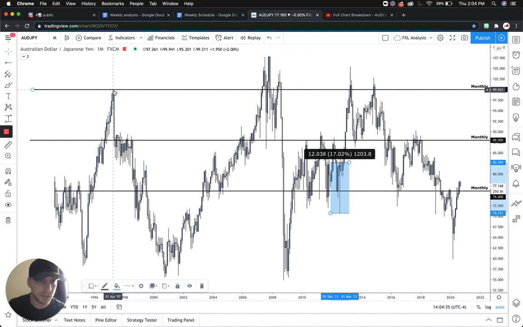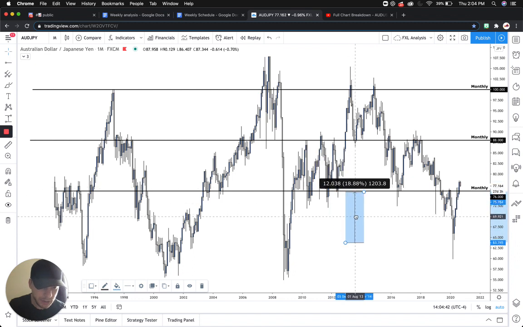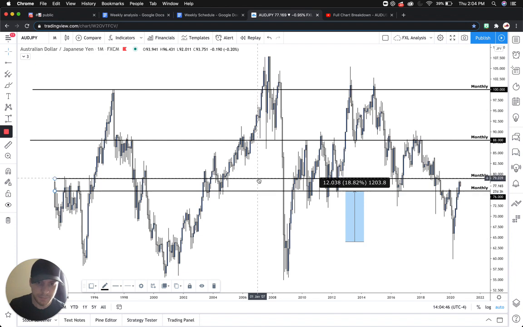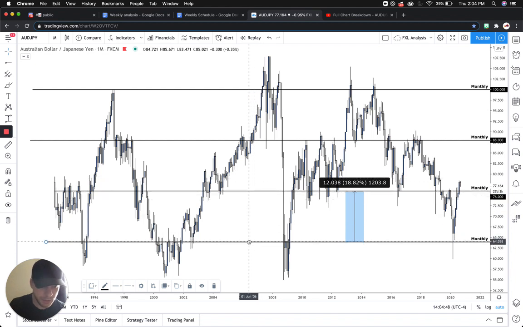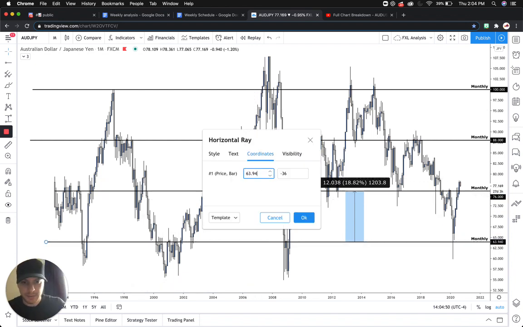So now that we have this monthly zone plotted, this top zone, this makes sense. Look, it touched it over here, pretty exact. Here a couple times as well, overlapped. So not a bad zone. Let's now get the lower zone in place, and then we're going to split these. Okay, right about here, 64 flat, very nice.